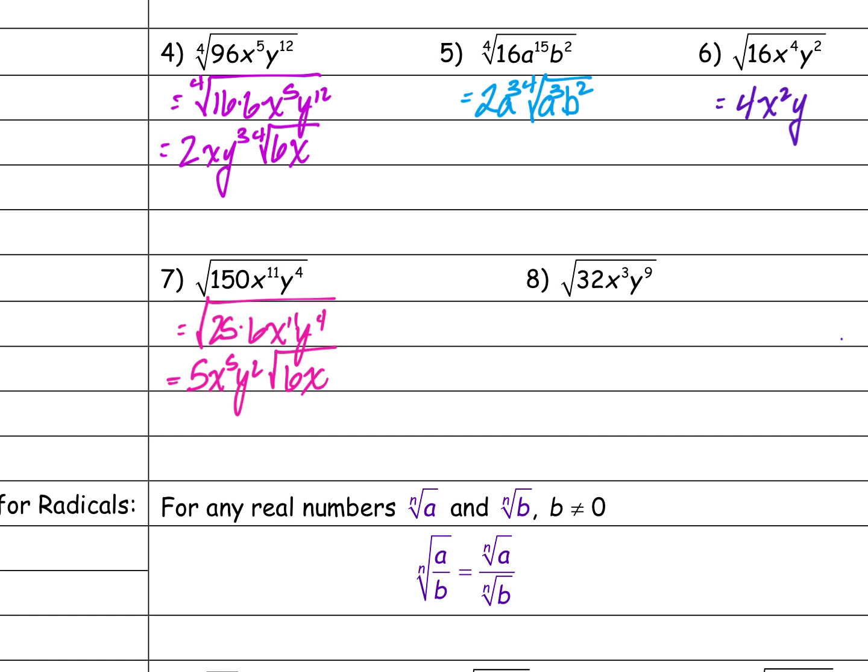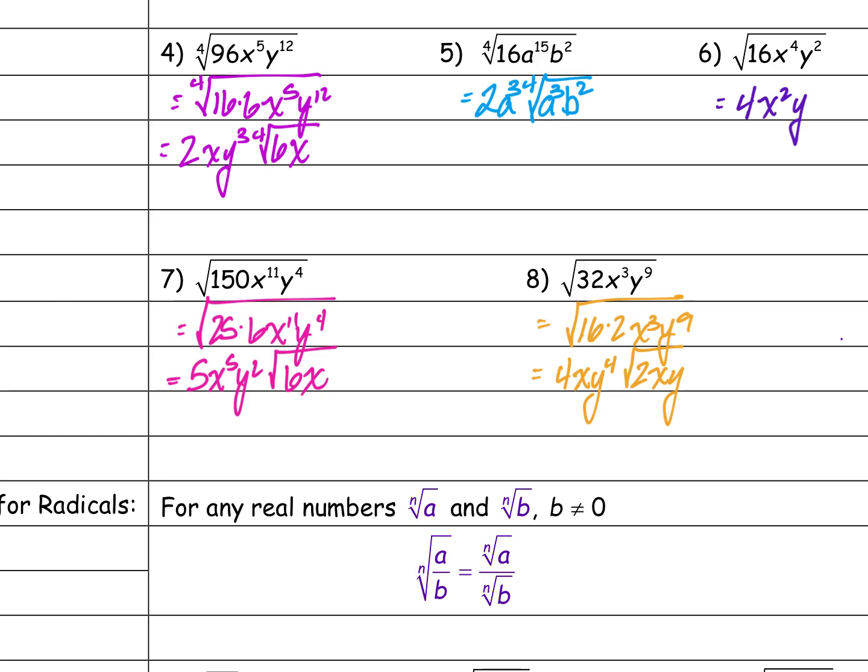Great. And the last one, 32 is 16 times 2, x cubed, y to the 9th. So I should get, let's see, 4x, y to the 4th, square root of 2xy. Okay, questions?